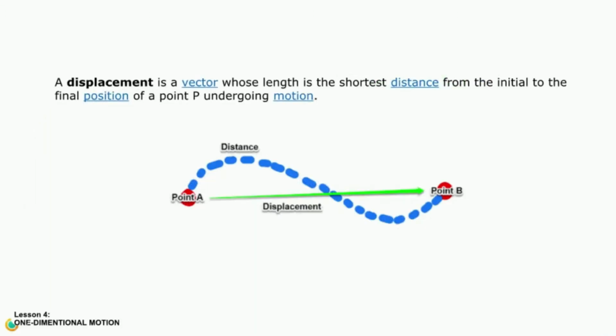Before we go on, let us talk about displacement. A displacement is a vector whose length is the shortest distance from the initial to the final position of a point P undergoing motion. As you can see in the picture, the blue dashed line representing the distance is the length of the total path traveled from point A to point B, while the green line representing the displacement is a straight line connecting point A and point B. Notice that the displacement is shorter than the distance, and it is always like that.